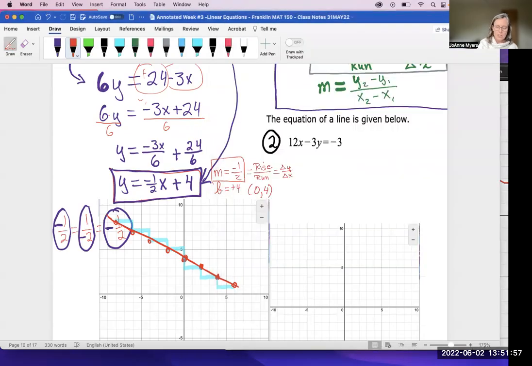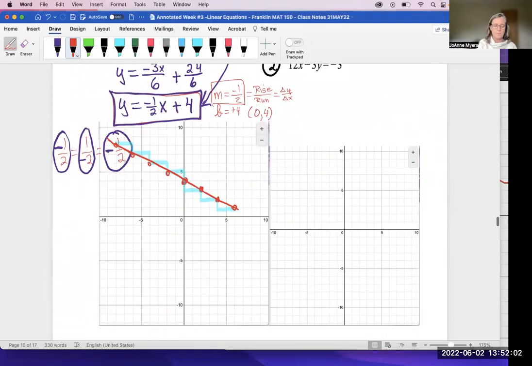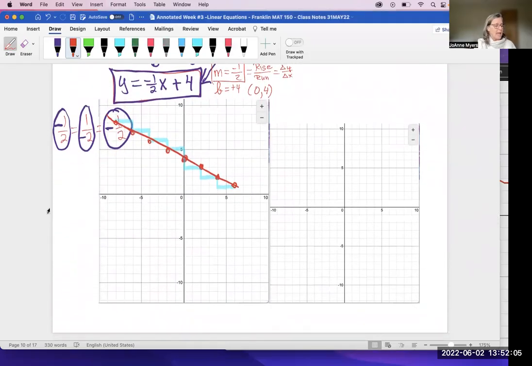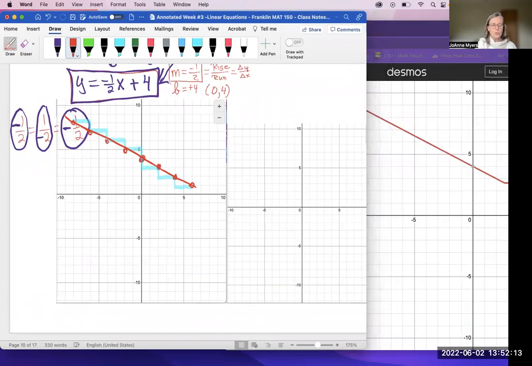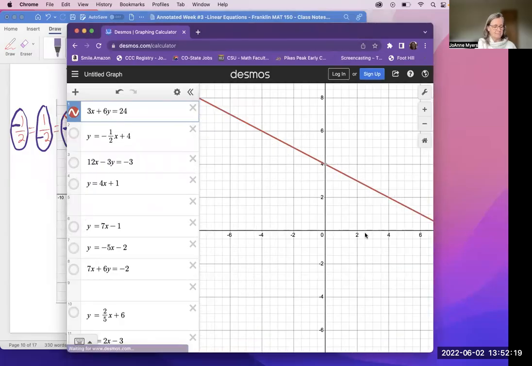So our original equation here was 3x plus 6y equals 24. We rewrote it as y equals -1/2 x plus 4. We proved algebraically that those two equations are the same thing. Well, here is your graph. And look at this. All of these points are also on the line. And they're the same line.